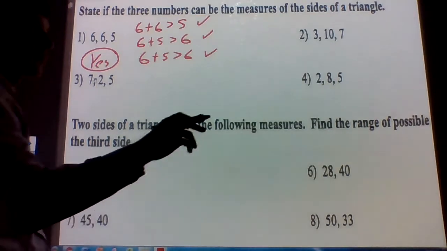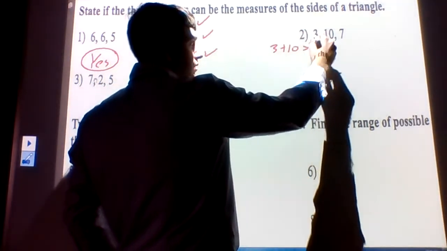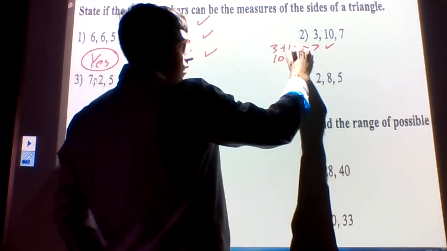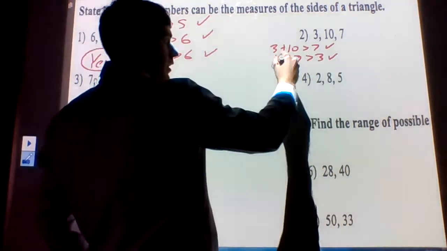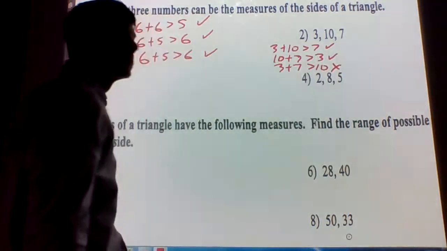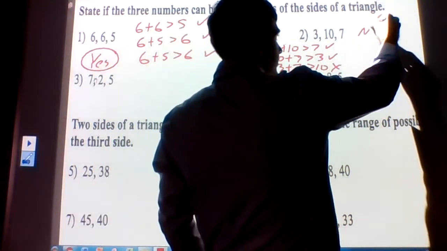Okay. Over here, we have 3 plus 10 has to be greater than 7, so we're good. 10 plus 7 has to be greater than 3, and it is, right? 17 is greater than 3. And then 3 plus 7 has to be greater than 10. It's not. And since it's not, we can't make a triangle, so we're going to say no.